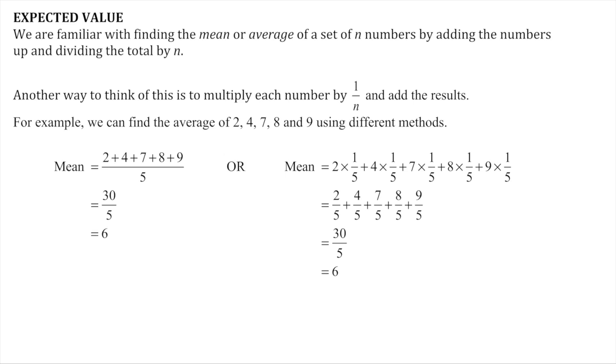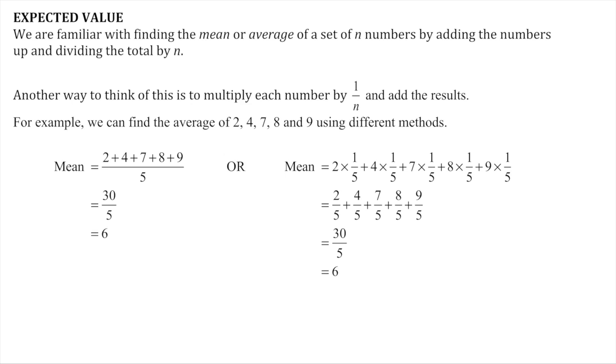So let's talk about expected value. Before we do, we know about the concept of the mean or the average. To get a mean or an average, you add up the numbers and divide by how many you have. So here's an example. If I have 2, 4, 7, 8, and 9, and I want to find the average or the mean of that, I add up the numbers and divide by 5 because there's 5 numbers. In this case, I get 30 over 5, which is 6.